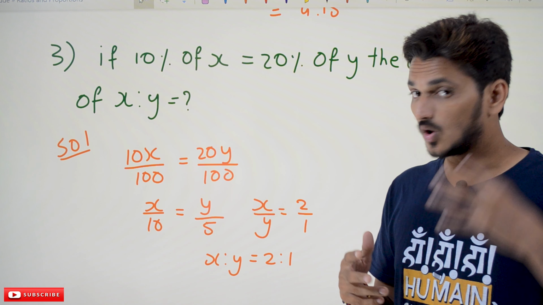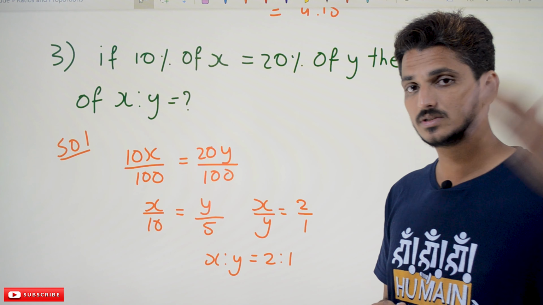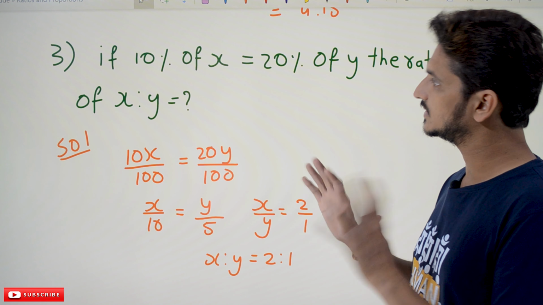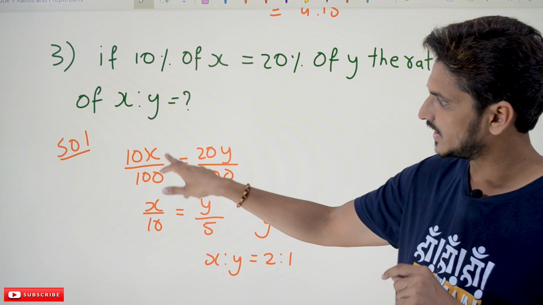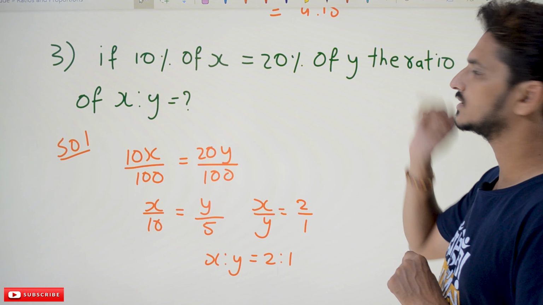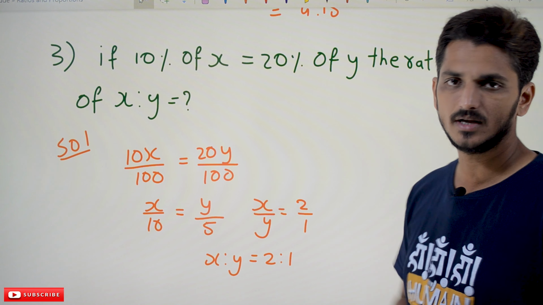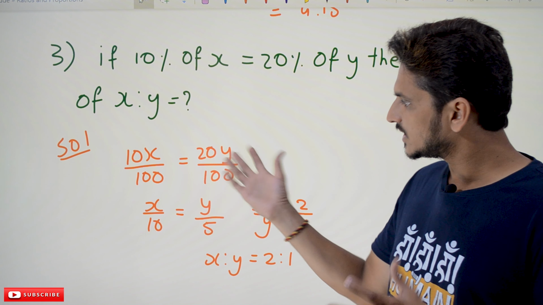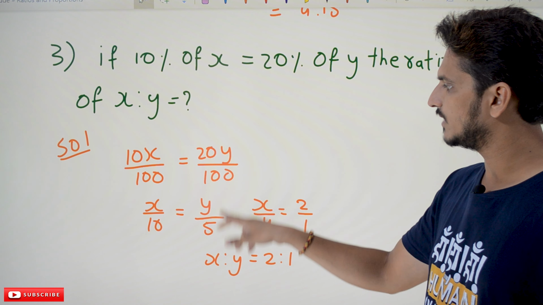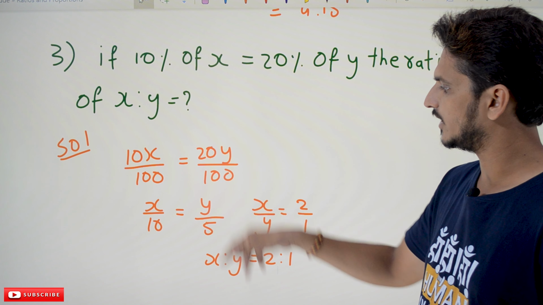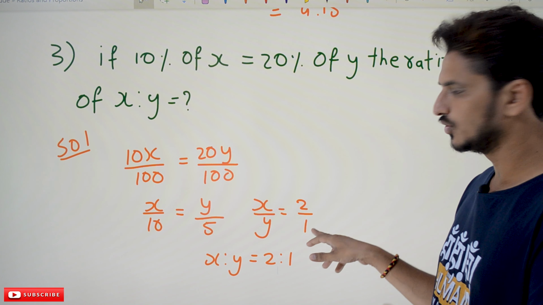So percentages we already discussed in our previous classes. If you don't know what percentage means, 10% of x can be written as, this is the basic concept, 10x by 100. 20% of y can be written as 20y by 100. So these are equal, 10x by 100 is equal to 20y by 100. x by 10 is equal to y by 5. Cancel it, 10 10's are 5 2's. x by y is equal to 2 by 1.